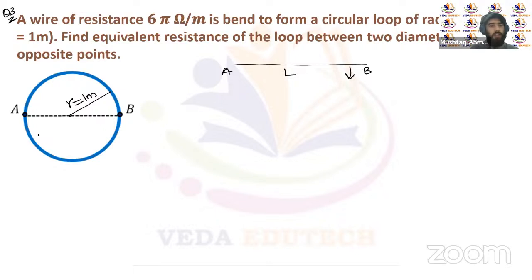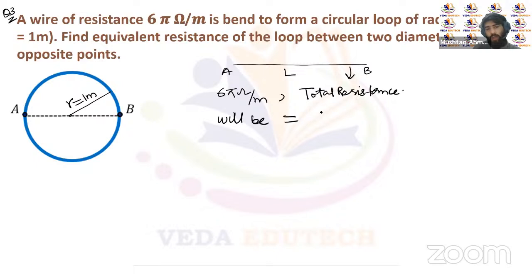So it's given that a wire of resistance 6 pi ohm per meter. So it's resistance per unit length, right? So if the resistance per unit length is 6 pi ohms per meter, then the total resistance will be equal to the total length multiplied by the resistance per meter. That will be the total resistance.